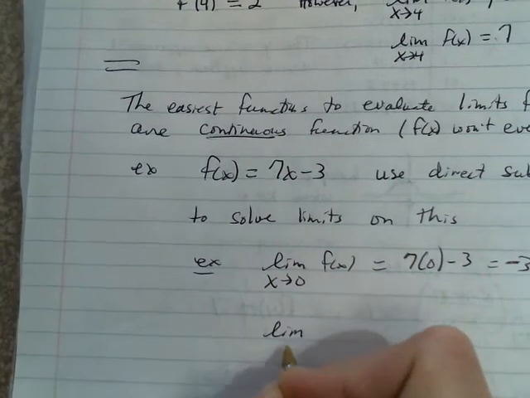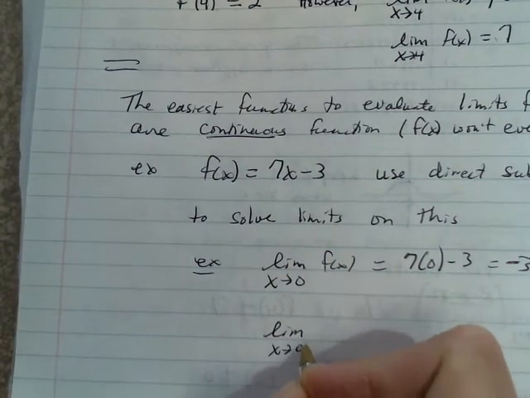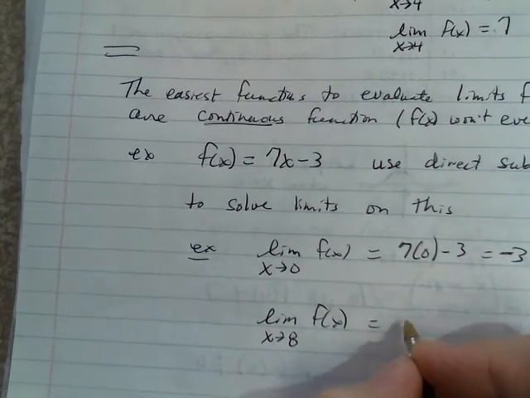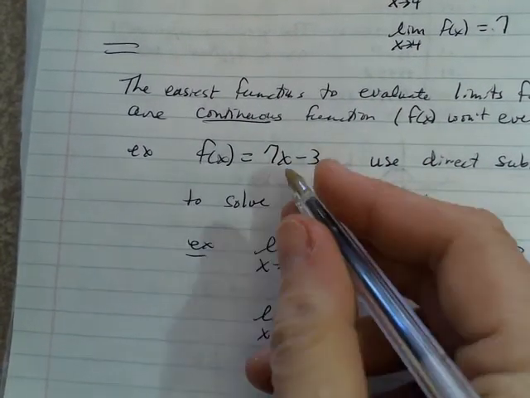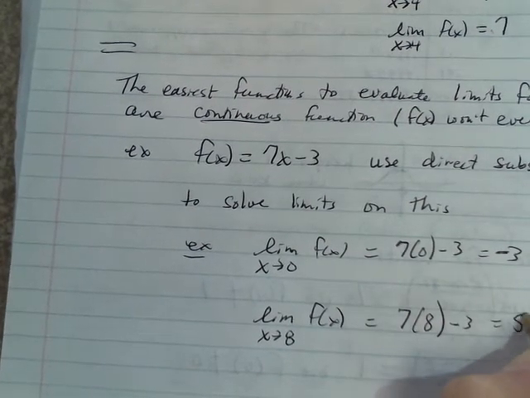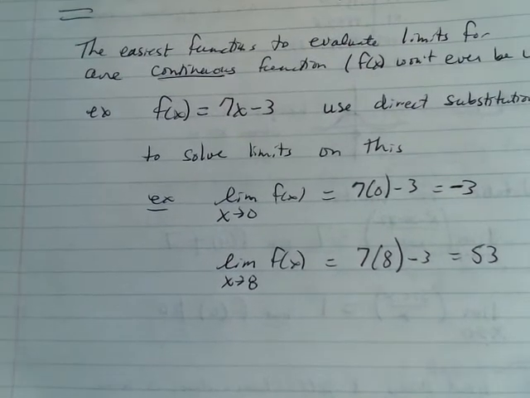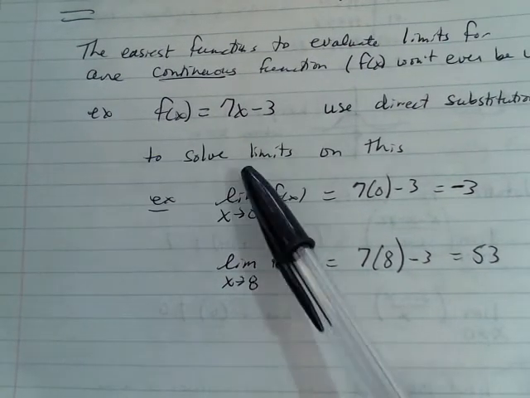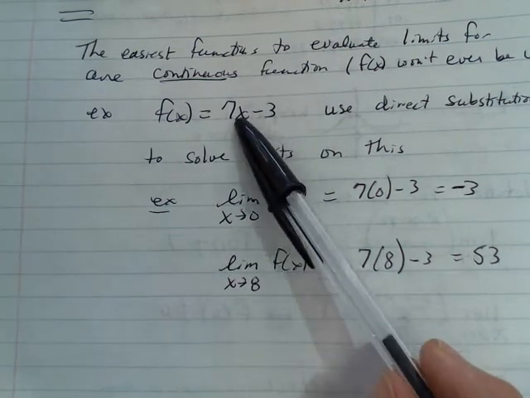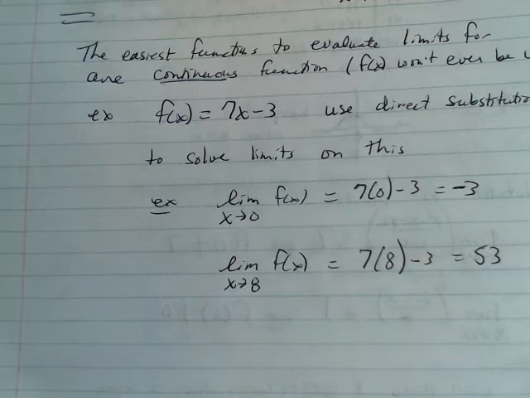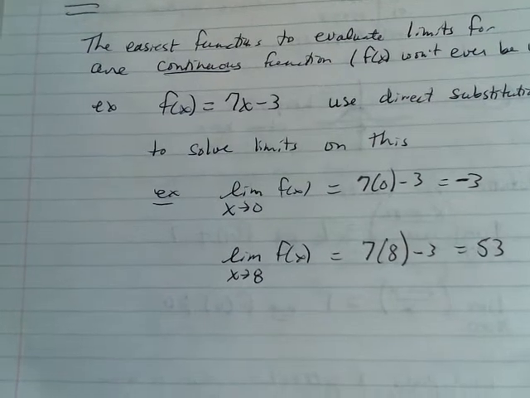Or if you want to do the limit as x approaches 8 of f of x, all we have to do is direct substitution, x equals 8, so 7 times 8 is 56, minus 3 is 53. So that's the easiest type. And sometimes you'll just get a plain old polynomial function. You're going to be asked to find the limit, and you can say, oh, this is always defined. It's never undefined. It's a continuous function. All I have to do is do a direct substitution.